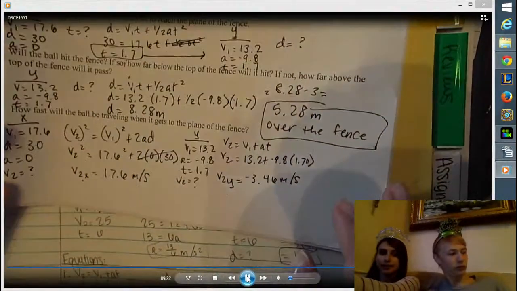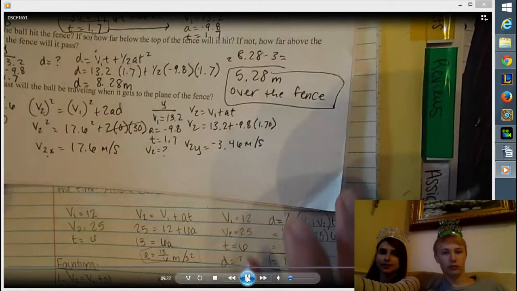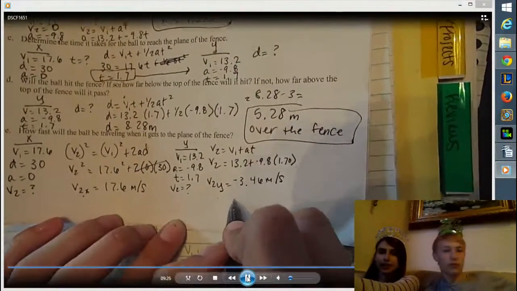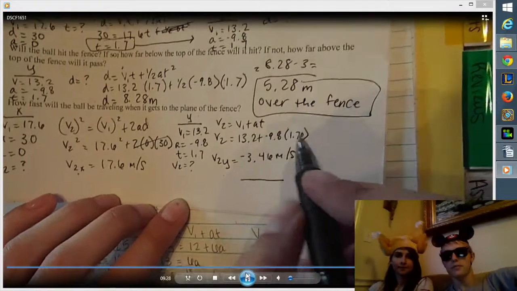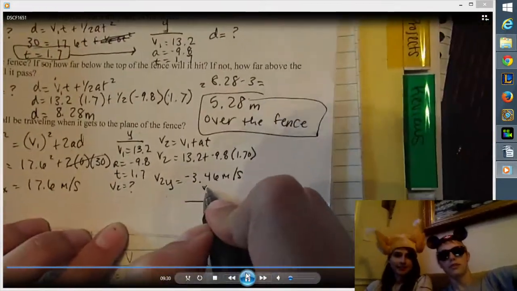So now we have to combine the components, and we can do that by making a triangle of the components that we have. New hats. New hats. Last part. Okay.